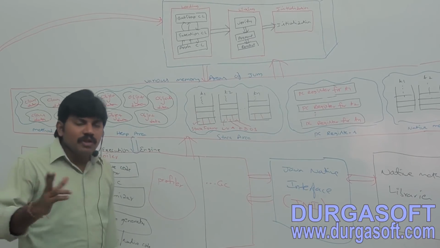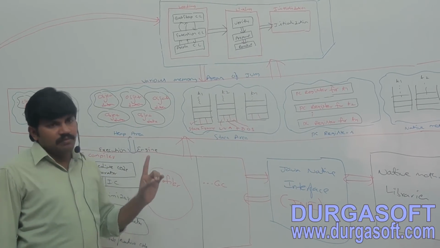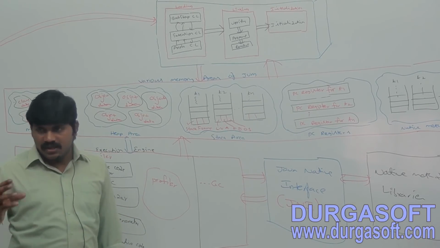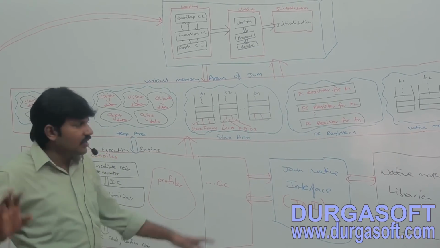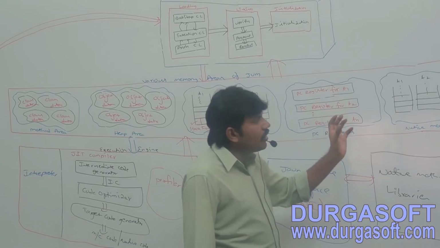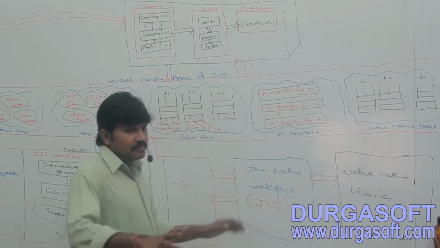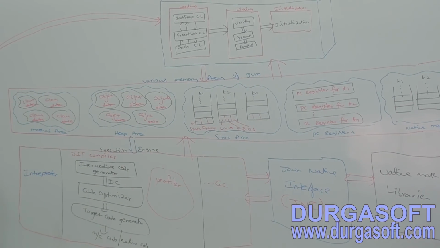Next, for every thread, one PC register will be created to hold the address of the next executing instruction. Is it clear for all of you? Right? And after that, to hold native methods information, a native method stack by default will be there. That's all. These are the various memory areas.